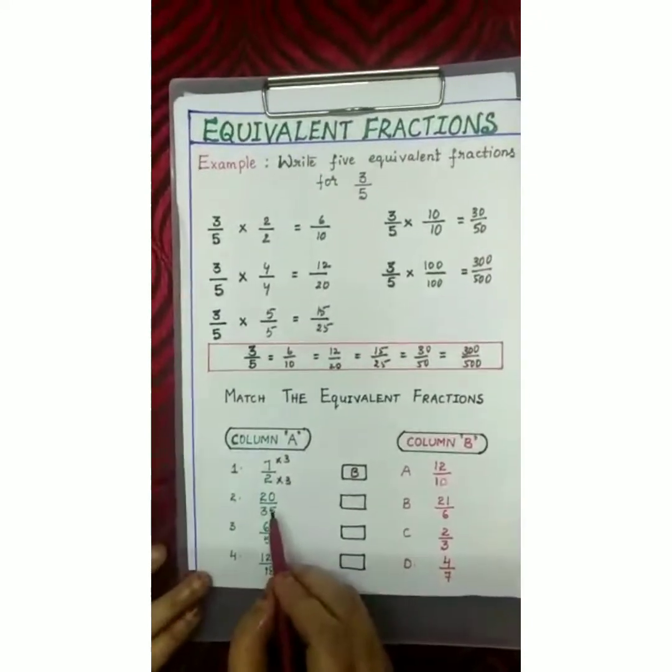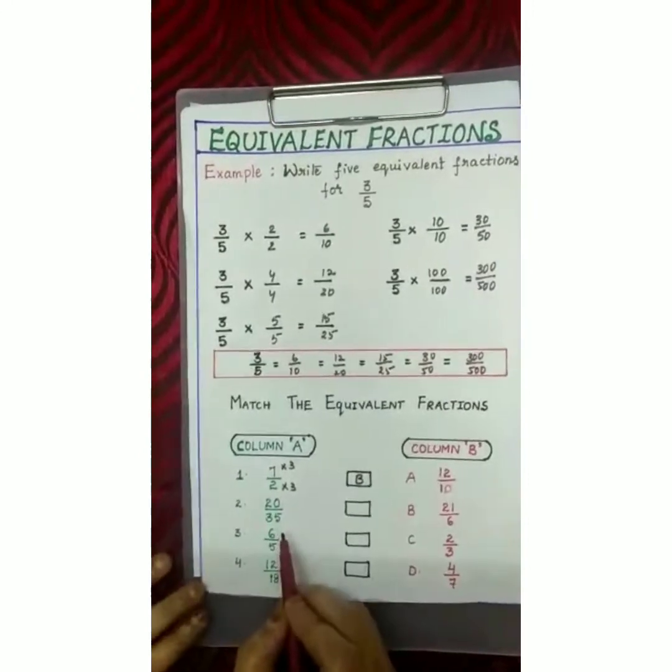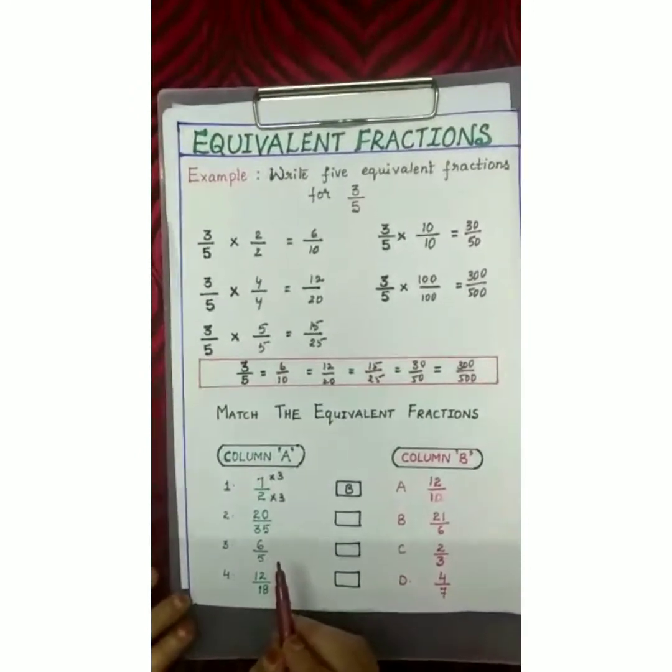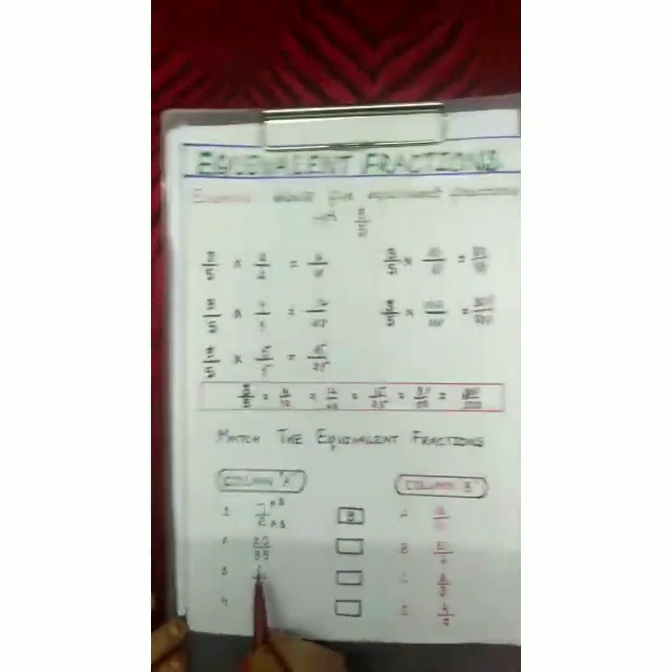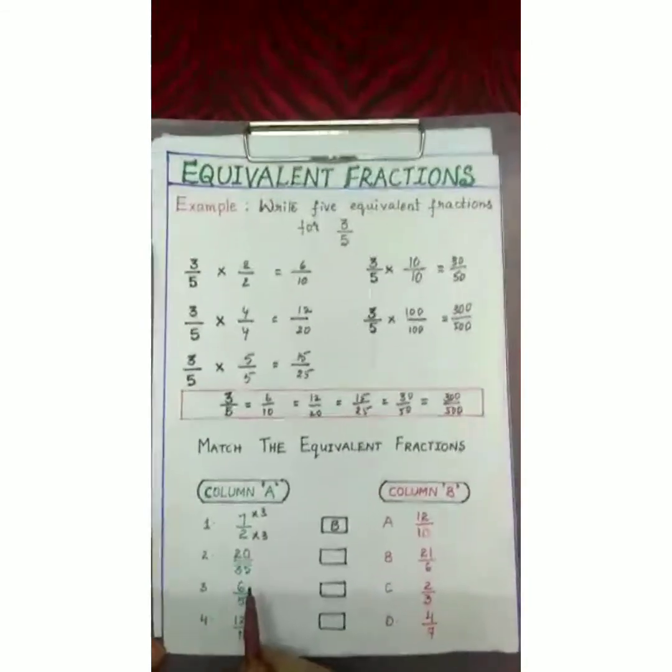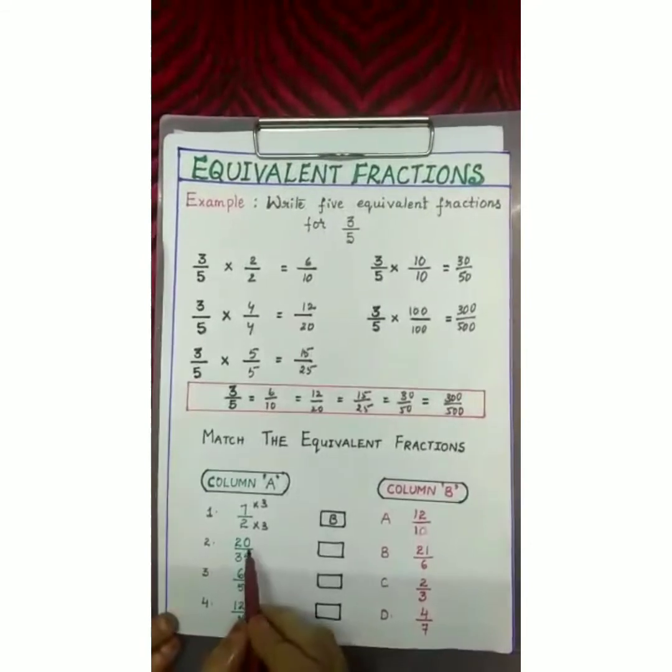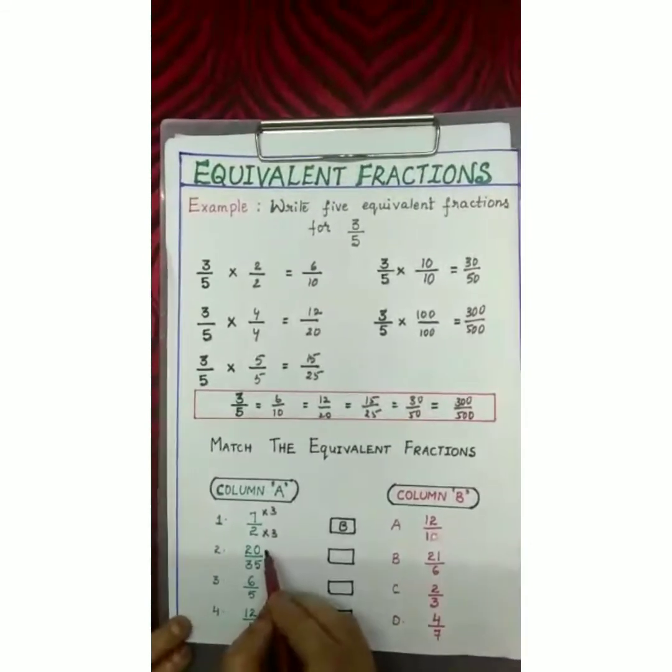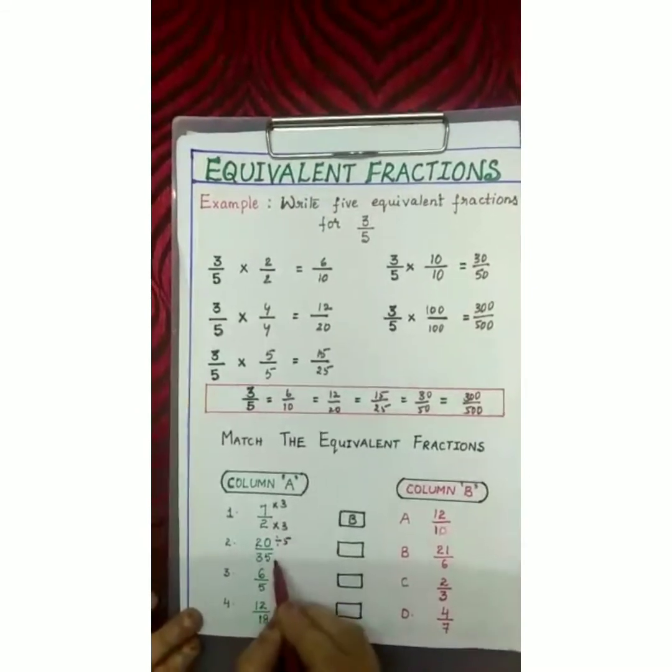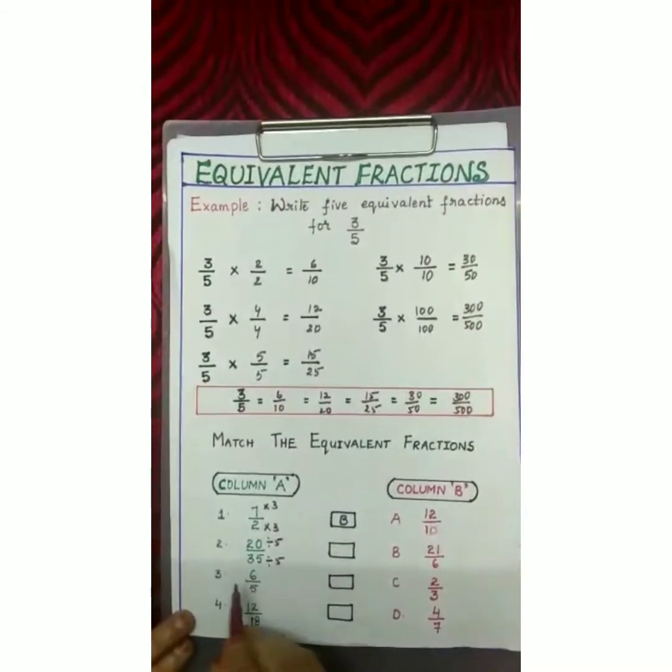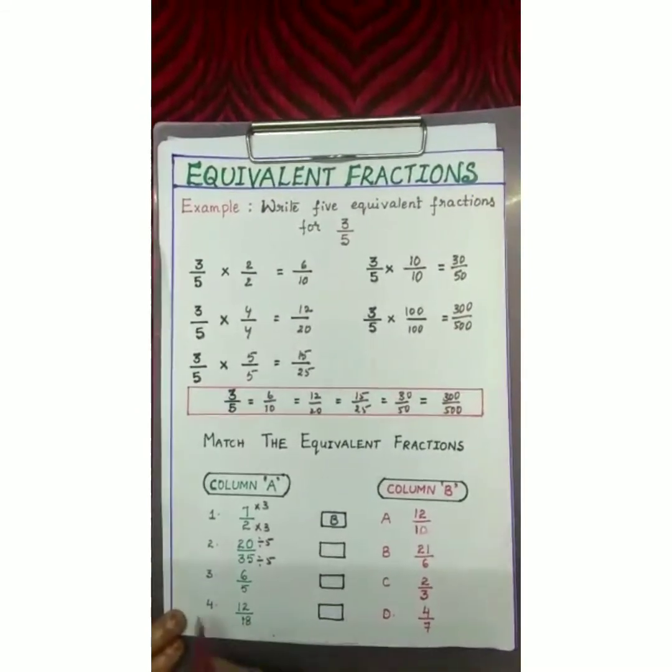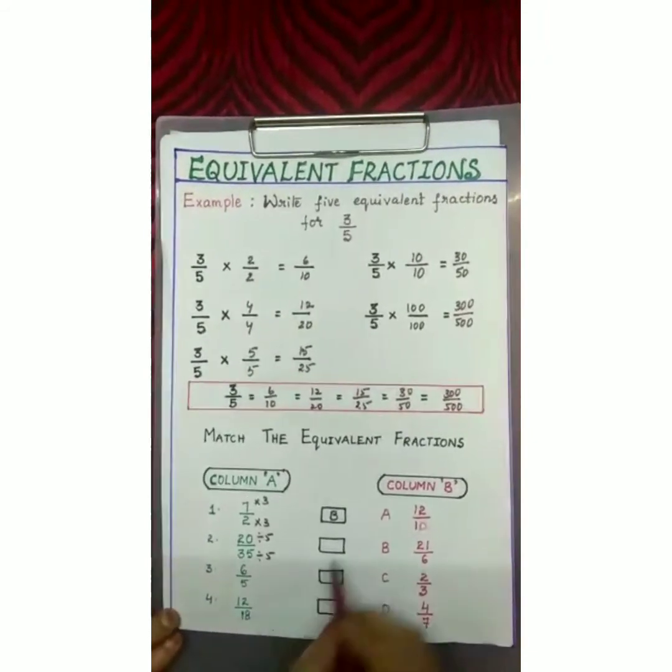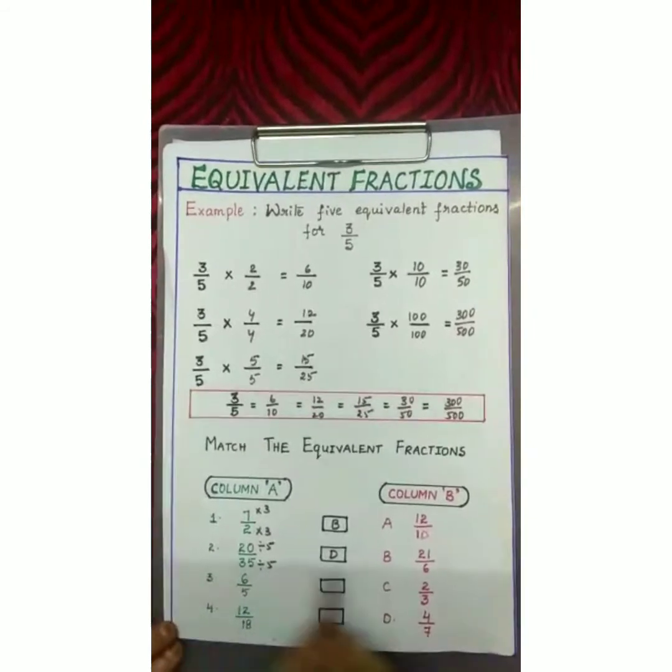Now come to the second fraction, 20/35. Here one thing you have to remember: if we divide the numerator and denominator of a fraction by their common factor, we also get an equivalent fraction. So what is the common factor for 20 and 35? 5. Let us divide here. 20 divided by 5 is 4 and 35 divided by 5 is 7. So the correct option for the second one is D.